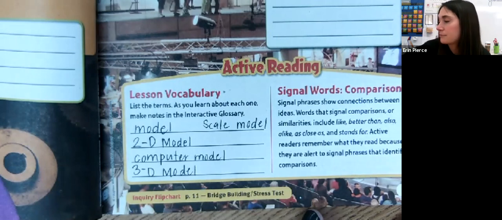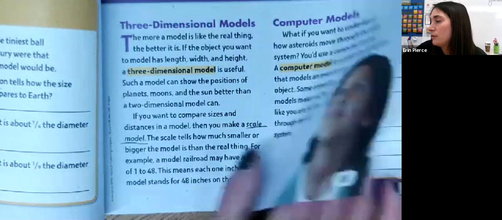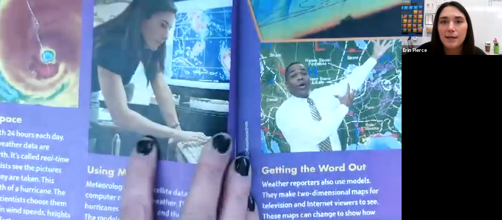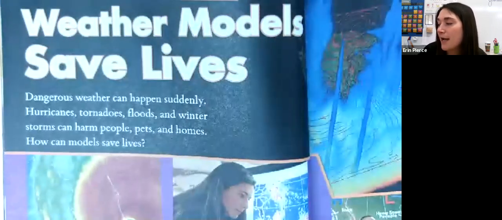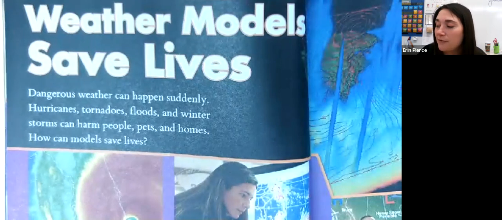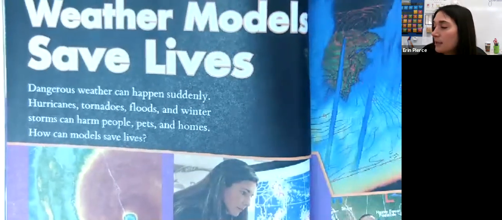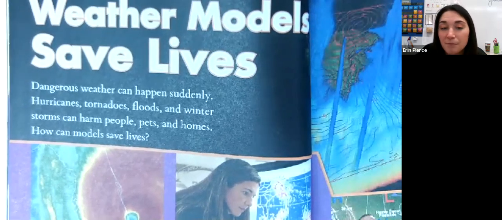All righty. I'm going to go ahead and change to weather models. Save lives. On page 56, dangerous weather can happen suddenly. Hurricanes, tornadoes, floods, and winter storms can harm people, pets, and homes. How can models save lives?